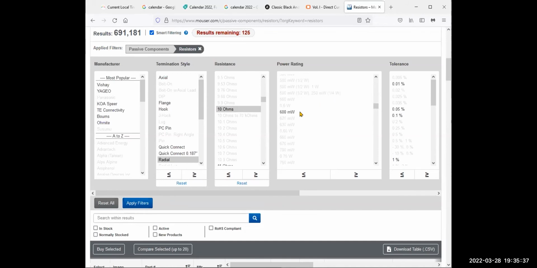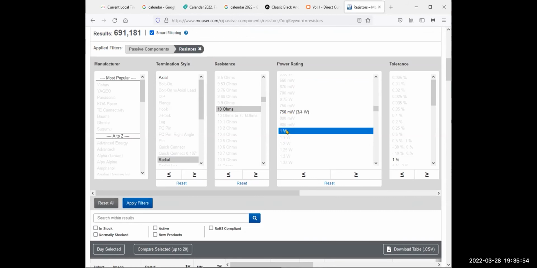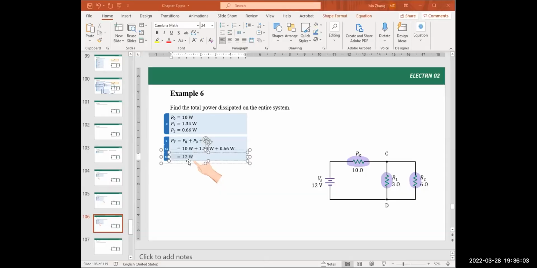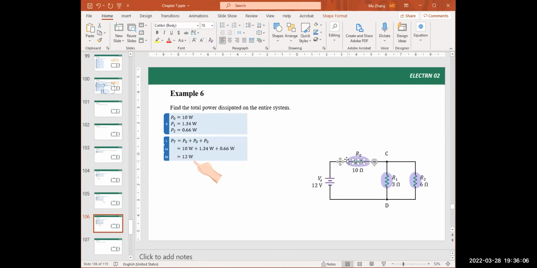So here we have a few variations. The first one is a 10 ohm resistor with a power rating of 600 milliwatts, not that large. And then we have one that can handle 750 milliwatts or even 1 watt. If I switch the screen back to the PowerPoint, let's see what's the maximum wattage. You need to have this resistor here, right? If you want to put that 10 ohm resistor over here and make sure it's not burned by this 12 volt source, you need to handle at least minimum 12 watts, minimum.